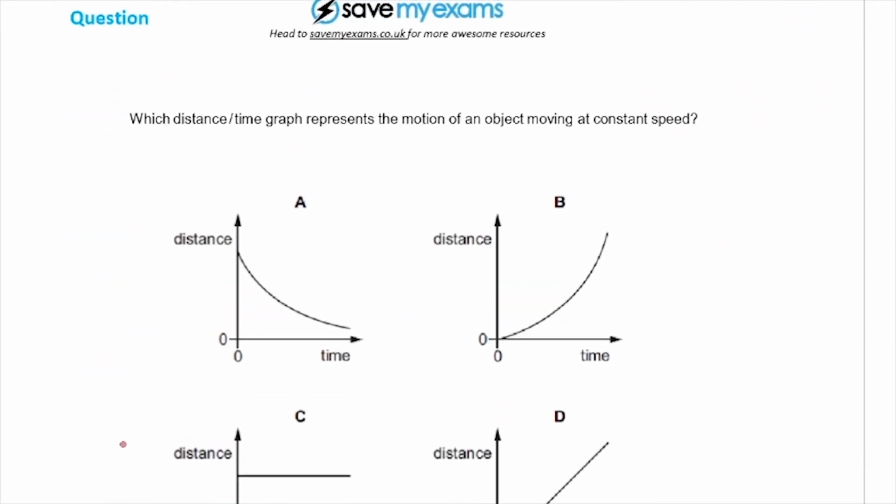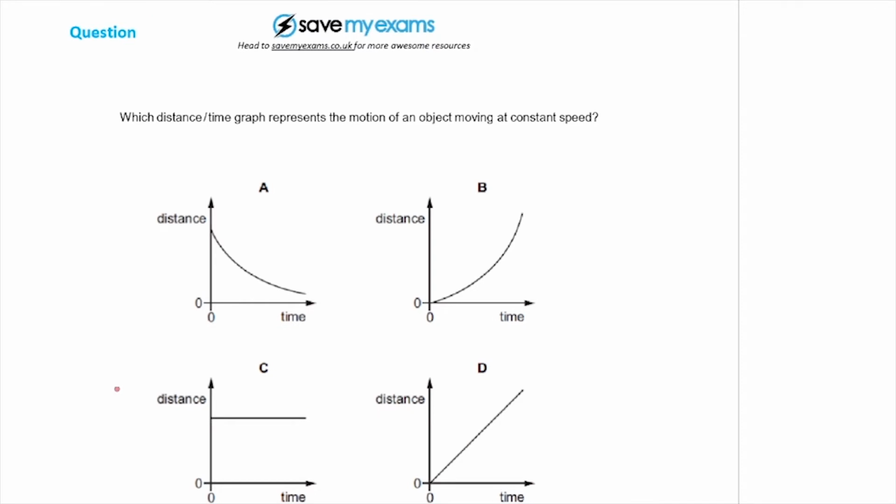Then we have another one here, which distance time graph represents the motion of an object moving at constant speed. So moving at constant speed means that, remember, we are looking at a distance time graph, and the gradient for a distance time graph is what is going to give us the speed. So if the gradient is constant, it means the speed is constant, and from the distance time graphs we are seeing here, we are able to see that D is constant. The gradient of this distance time graph is constant, meaning that it is in this graph that the speed is constant.